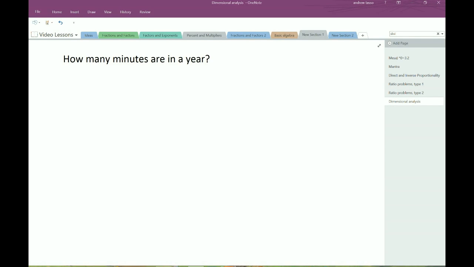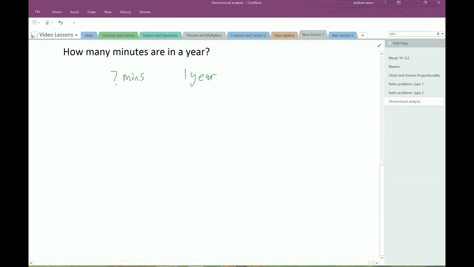Look at another dimensional analysis question. How many minutes are in a year? So we want to know how many minutes are in 1 year. So we're starting with 1 year. We want to figure out how many minutes that is, right?